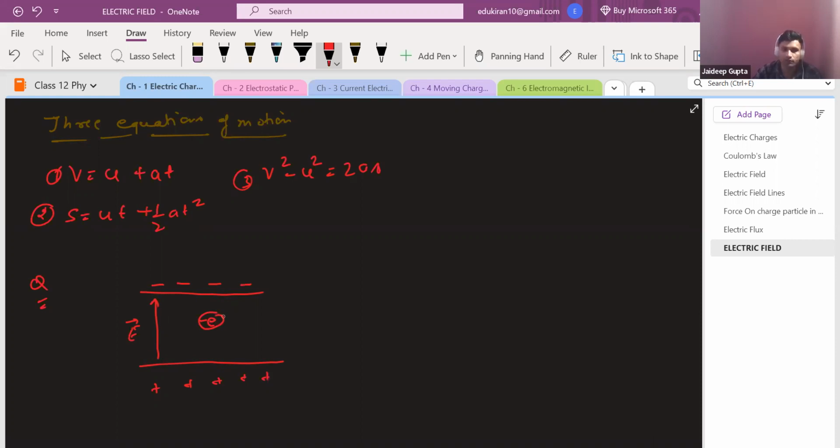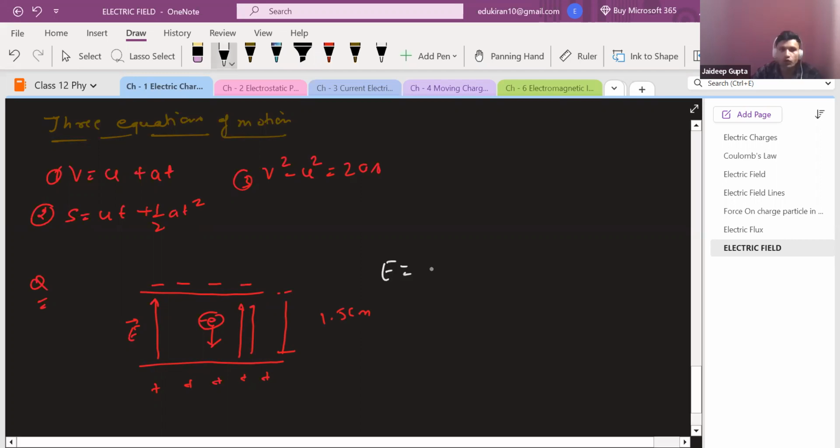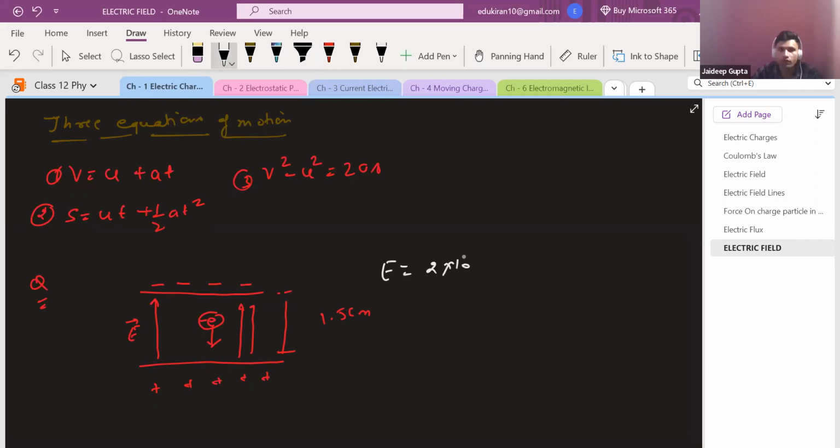This is an electron. It is falling down. Fine. So let it be two plates. One of them is negatively charged and another is positively charged. So there is an electric field between the plates. The distance between the plates is 1.5 centimeters, and the magnitude of electric field is given as 2 into 10 raised to power 4 Newton per coulomb.